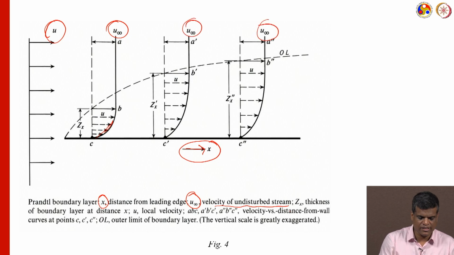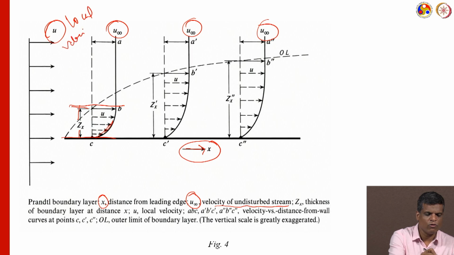So, Zx is the thickness of the boundary layer. Here see, Zx is the thickness of the first one. Then Z dash x is different, the boundary layer thickness here. The u is the local velocity, we call it the local velocity. Then A, B, C, A dash, B dash, C dash are all the velocity versus distance from the wall.